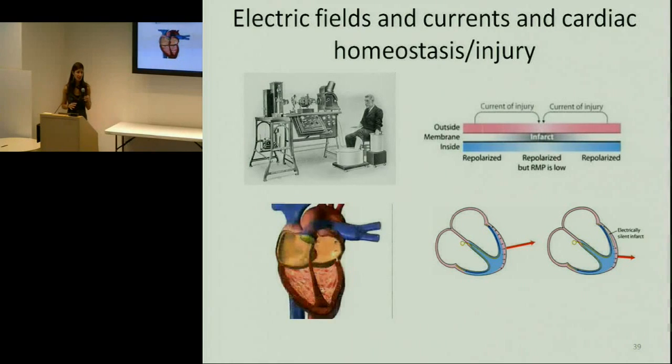So basically all this is to say, if you've got a cell that's compromised, a cell that's injured, it's probably going to be leaking ions. And when you have leaking ions, that's current, right? So this is what we're going to be looking to for inspiration when we're talking about injury.